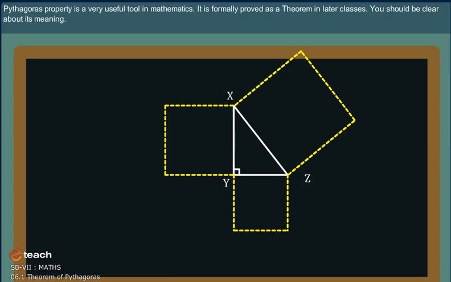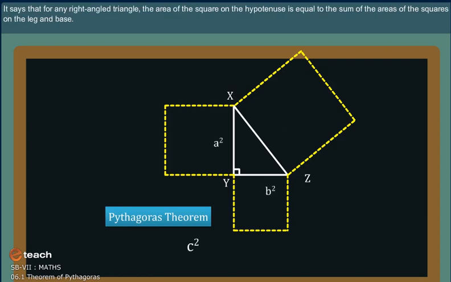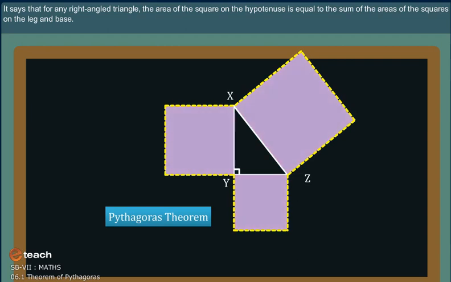Pythagoras property is very useful tool in mathematics. It is formally proved as a theorem in later classes. You should be clear about its meaning. It says that for any right angle triangle, the area of the square of the hypotenuse is equal to the sum of the areas of the square of the length and base.